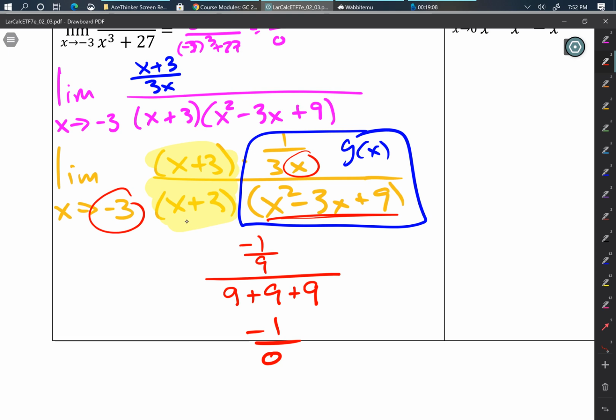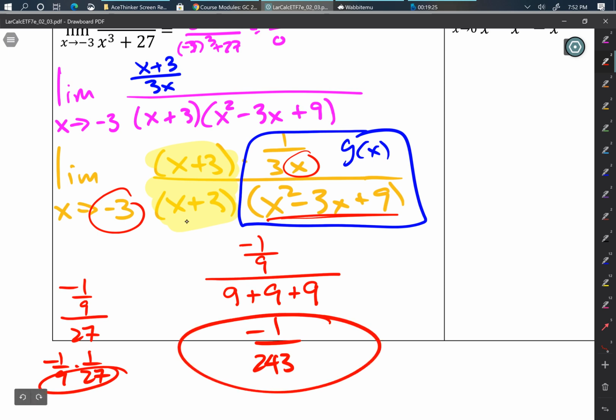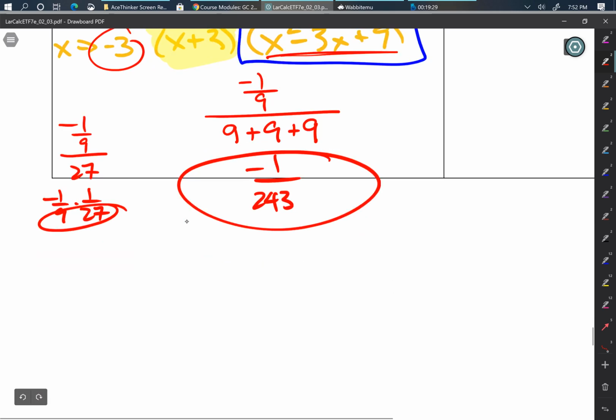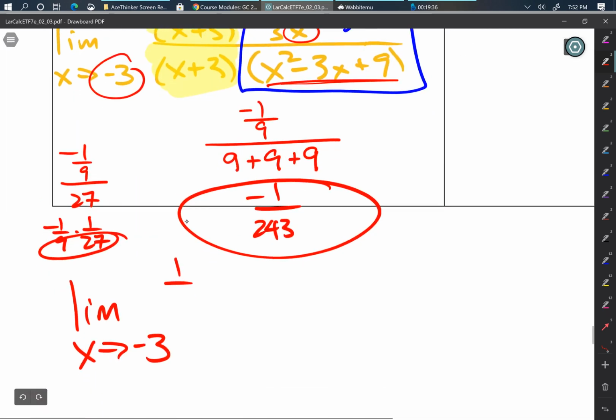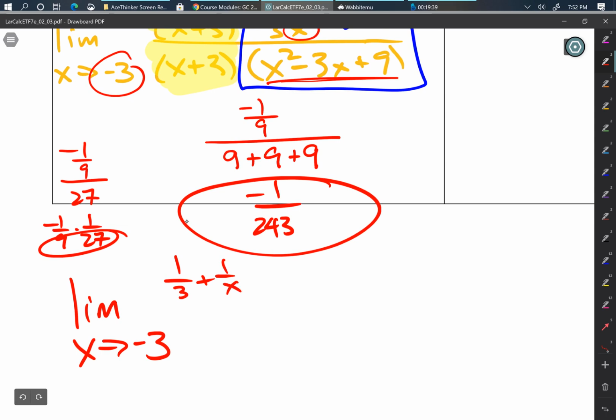Yeah, 243. Negative 1 over 243. If you're wondering how that happened, you have negative 1/9 divided by 27. So that means negative 1/9 times 1/27. 9 times 27, 243. And so we have our limit is negative 1 over 243. So the limit as x approaches negative 3 of 1/3 plus 1 over x, over x cubed minus 27, is negative 1 over 243.